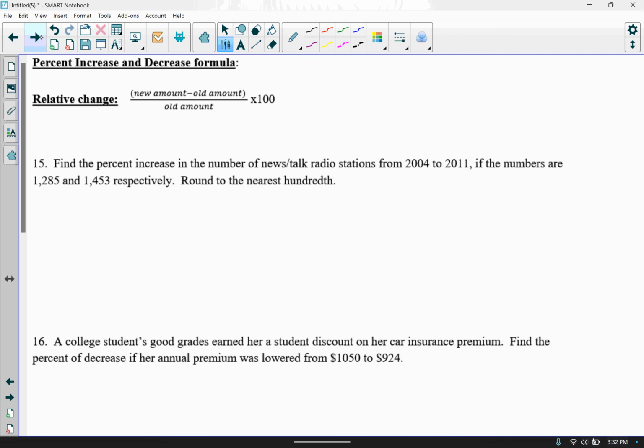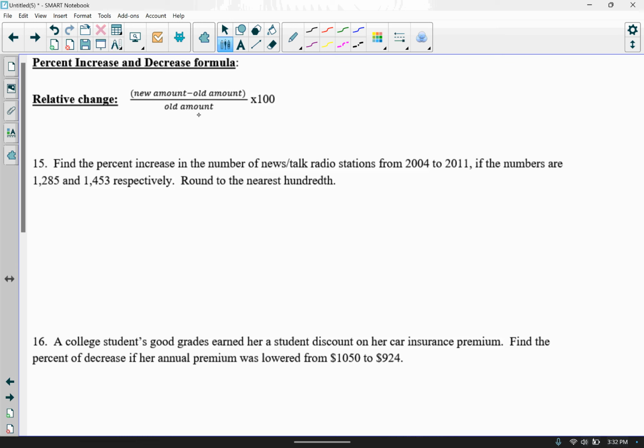Okay, let's flip it over then. Last page. On the last page, you are picking up a new formula, and this is your percent increase and decrease formula. So you're going to know to use this because it's going to ask you to find the percent increase or decrease. That's going to be your cue that you're using this formula. You'll see here that's new minus old, new amount minus old amount divided by your old amount times 100. So I'm going to do 15 and 16 with you and let you try the rest and check yourself by the solution key.